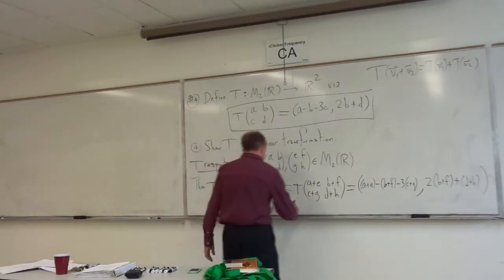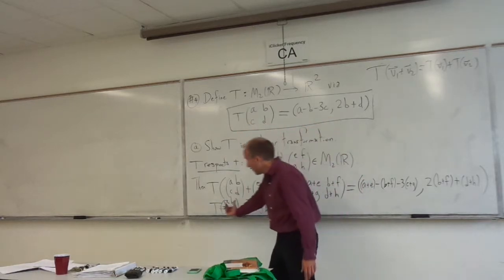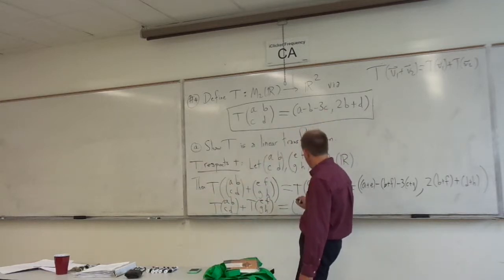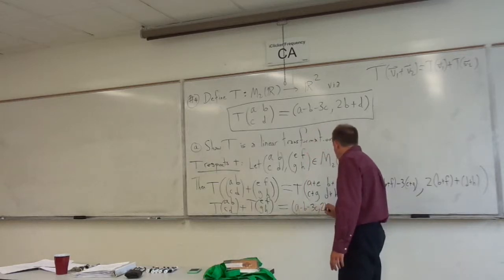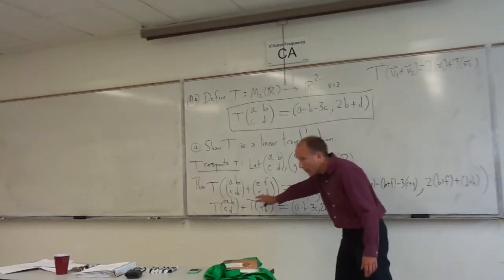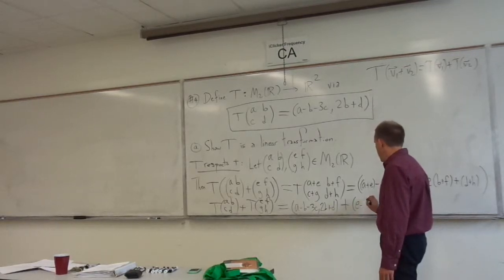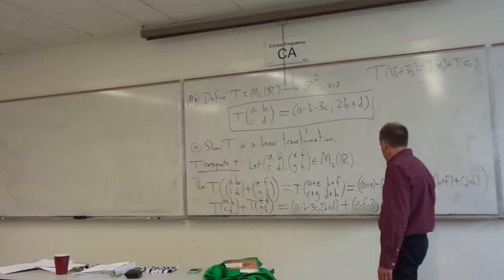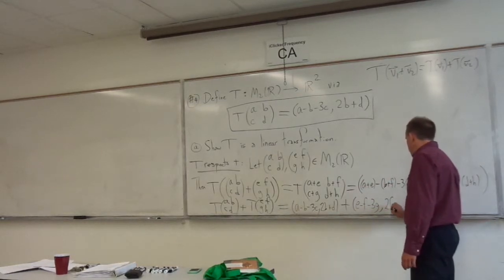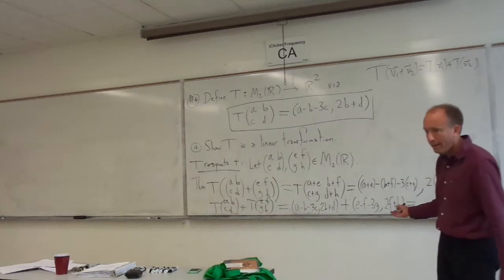So the first matrix, if I transform it, here's the equation. I just put that in there: A minus B minus 3C, comma, 2B plus D, plus the second matrix. When I transform that one, I'm going to get E minus F minus 3G, comma, 2F plus H. Very good. We have that one, and now you have to literally add slot by slot.